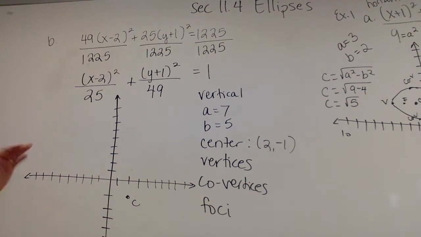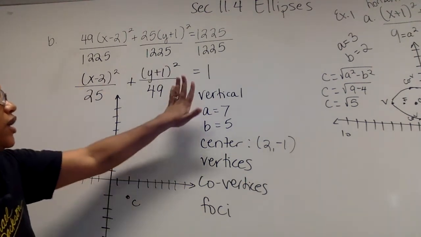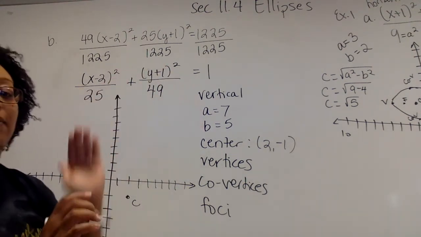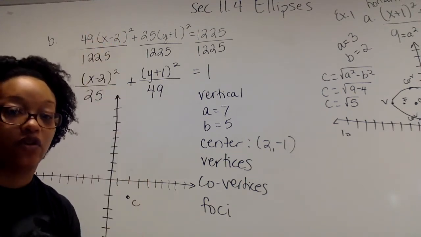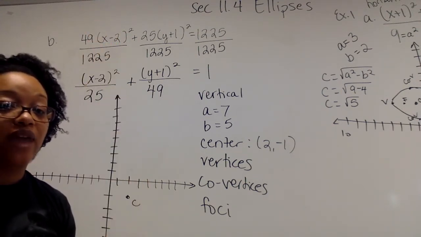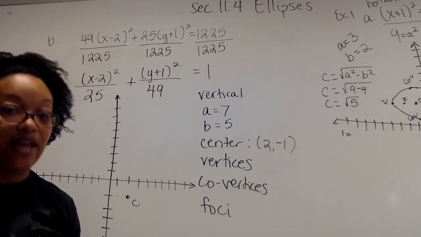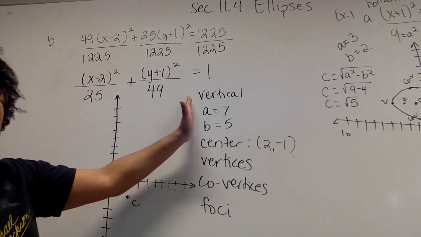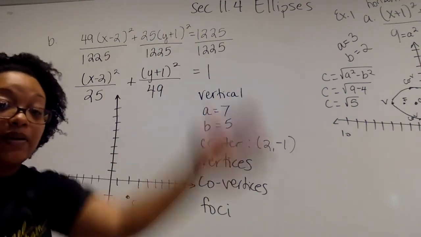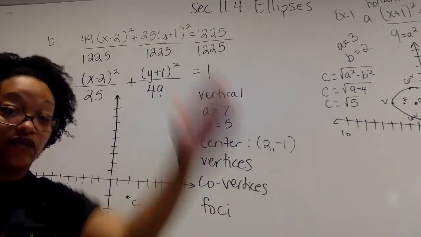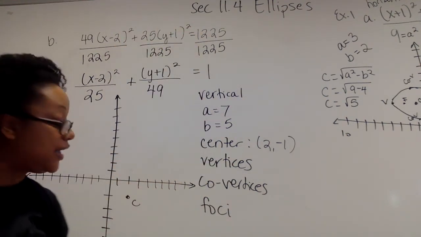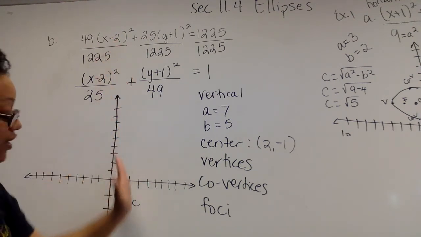Okay, so let's start with the vertices. Now you've got to remember, if you have a vertical ellipse, that means your major axis is going to be vertical. One of the things you've got to figure out is, am I going to go up or down for my vertices? Well, in this case, because it's a vertical ellipse, you're going to go up and down because your major axis will be a vertical line. So from your center, we're going to go up 7 and down 7.